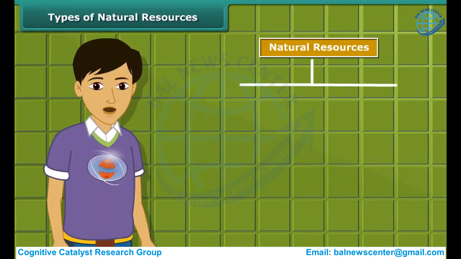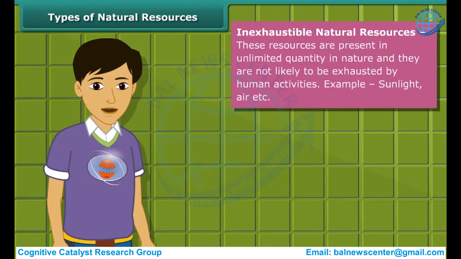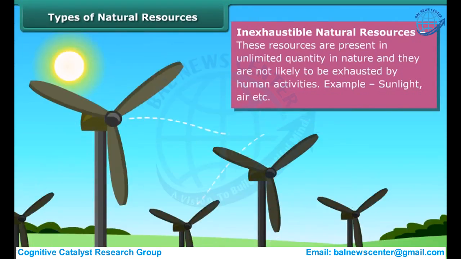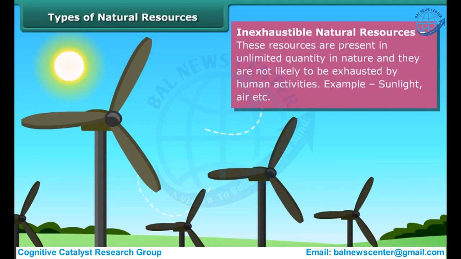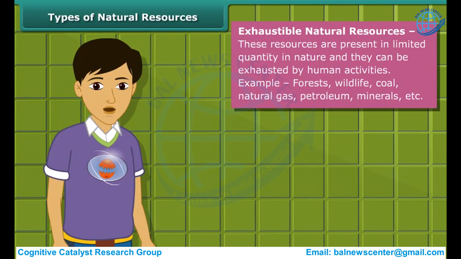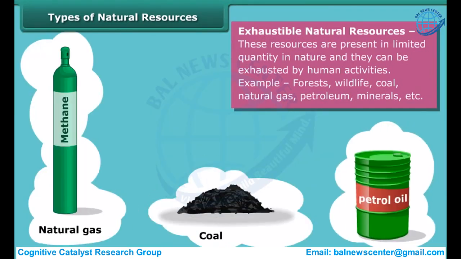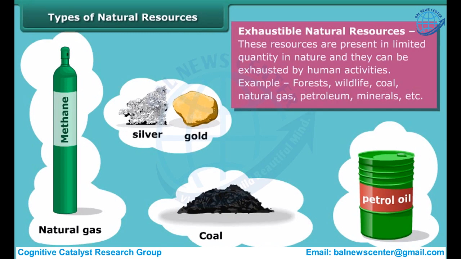Natural resources can be broadly classified into two categories: inexhaustible natural resources and exhaustible resources. Inexhaustible natural resources are present in abundance, hence it is unlikely that they will be exhausted by any human activity. Sunlight and air are examples of such resources. On the other side, the amount of exhaustible resources is limited and they can be exhausted by human activities and consumption. Forests, wildlife, coal, natural gas, petroleum, and minerals are examples of these resources.